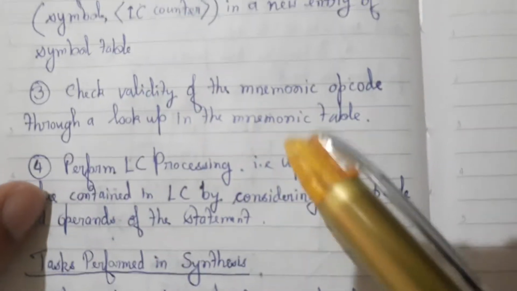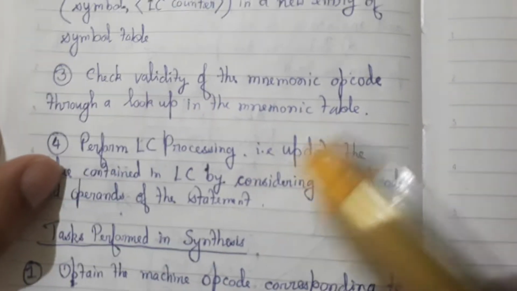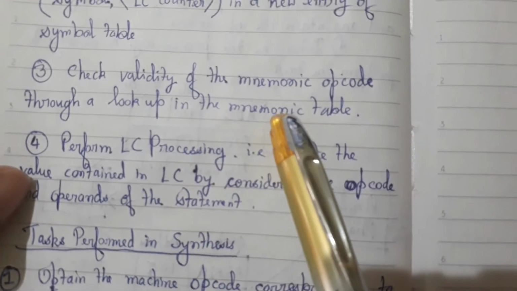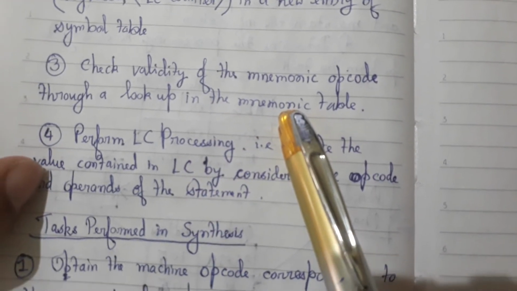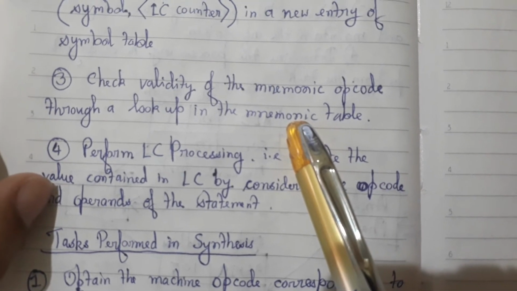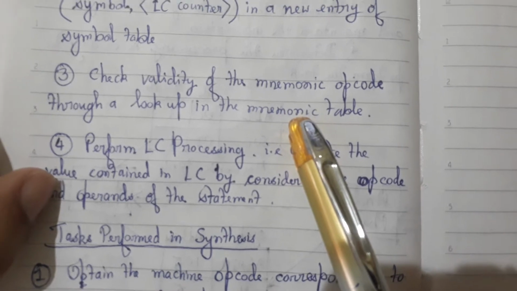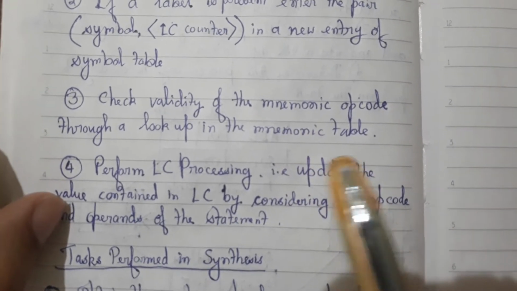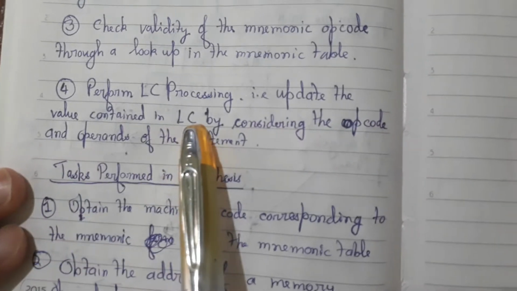Lookup means checking in the mnemonic table whether the mnemonic opcode exists or not. If it does not exist, then it will say that you have misspelled or written a wrong mnemonic opcode, which is not a valid mnemonic opcode for the assembler. Next, number 4 is perform the LC processing, that is, update the value contained in the LC location counter.